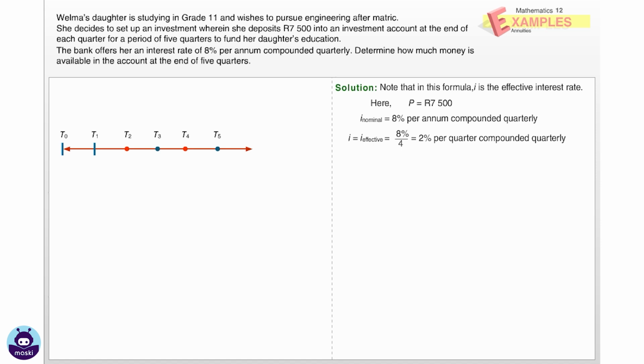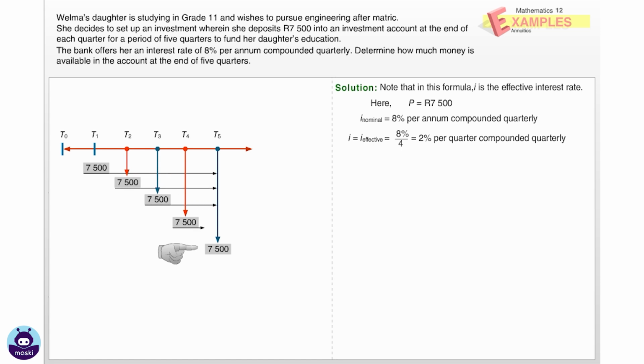Here, T1 denotes the end of the first quarter, when she starts investing money into the account. She further invests 7,500 Rand at the end of the second quarter, that is T2, at the end of the third quarter, that is at T3, and so on until the end of the fifth quarter, that is at T5. Now, let us calculate the accumulated amount for each deposit that has been made into the account.